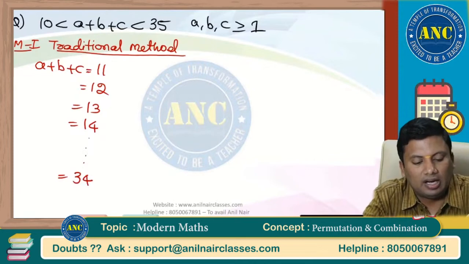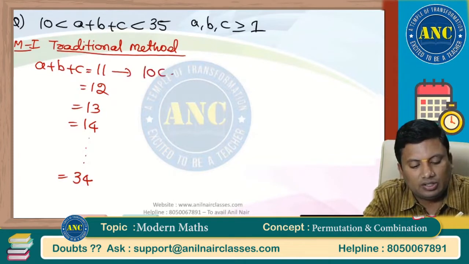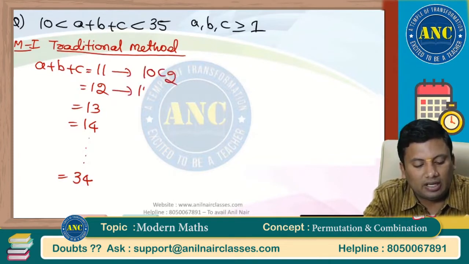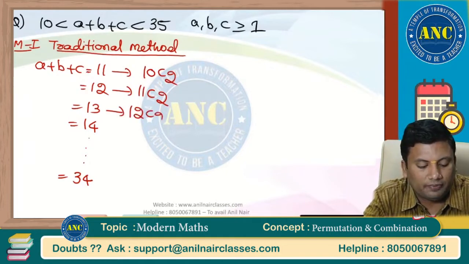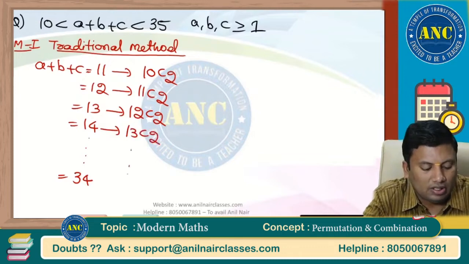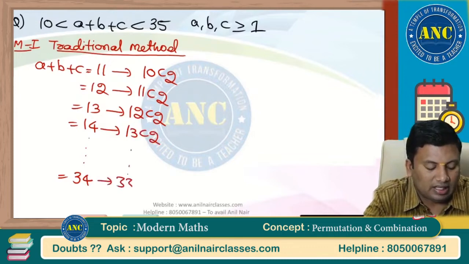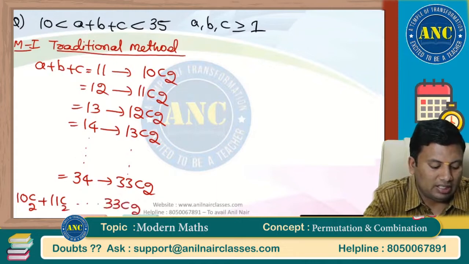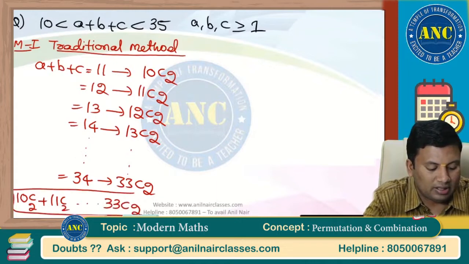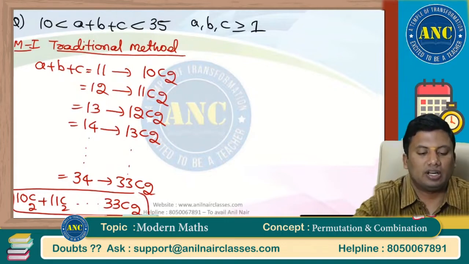Am I right? 11 is nothing but 10C2. 12 is nothing but 11C2. 13 is nothing but 12C2. 14 is nothing but 13C2. 34 is nothing but 33C2. So answer is nothing but 10C2 plus 11C2 and so on up to 33C2. This is the traditional method.